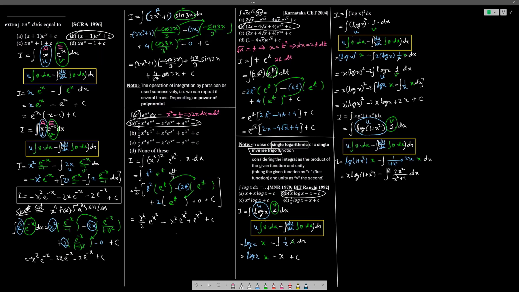2 is constant, take it outside. Now we have integration of polynomial upon polynomial. The highest power of the numerator is 2, same as the denominator.